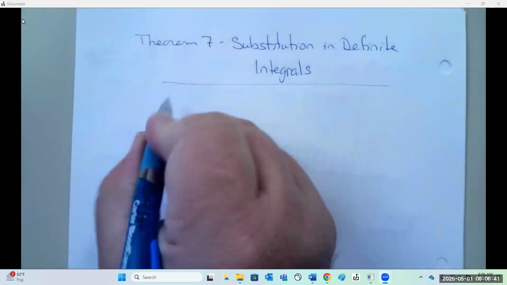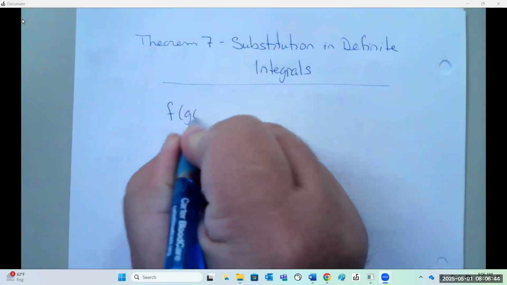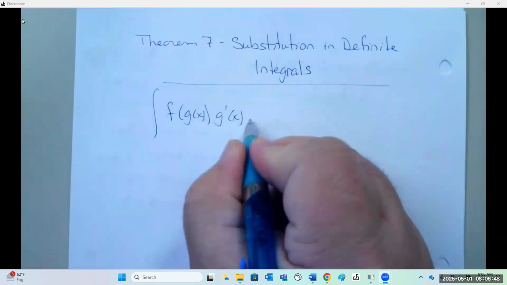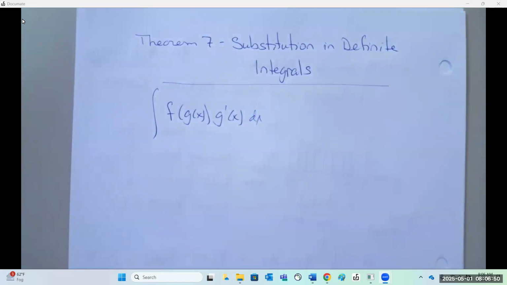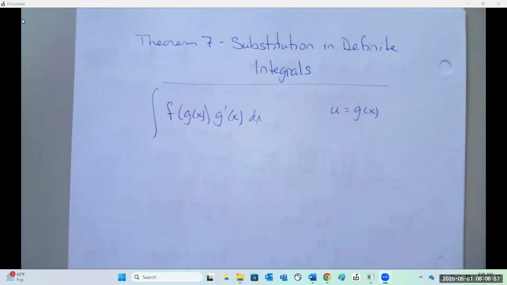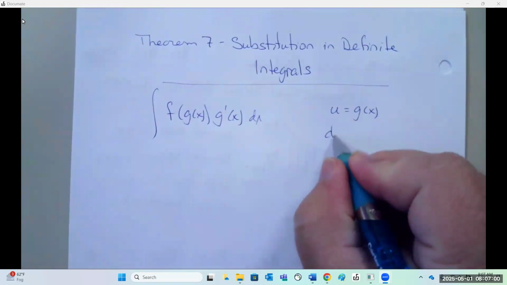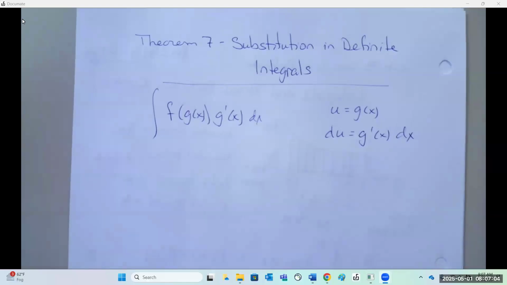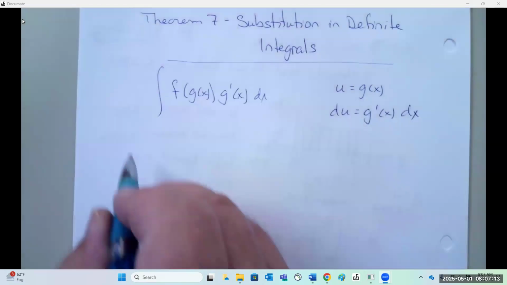Remember, we had f of g of x times g prime of x. Remember we did that? And so what we did is we let u equal the inside function, and then we found du as g prime with respect to x. So we've done it already. Now let's define it, because we're going to be using this a lot in this section. So here's the theorem.